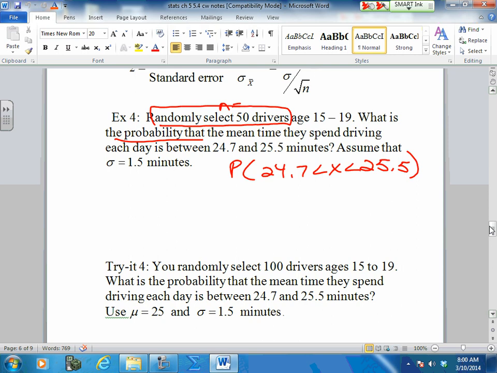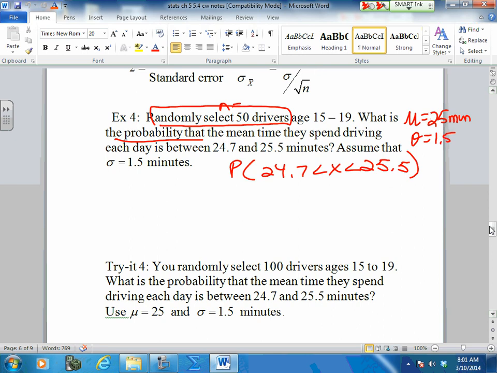So we know we randomly select this, and I think you're going to have to look at your example in the book, and you take your 15 to 19 age group, and you see how many minutes they spend driving. What is their mean driving time according to your chart? There's a chart on 251. 25 minutes. Thank you, Tamara. 25 minutes. They spend 25 minutes driving on the average. Now, they said use your standard deviation to be 1.5.